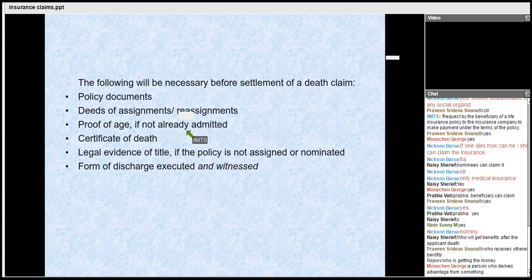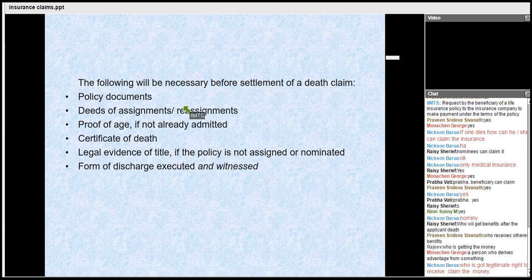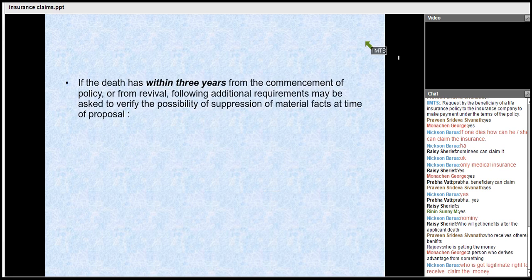And if the insured dies after the date when the survival benefit was due, but before it is settled, the survival benefit will not be paid to the nominee. Only the death claim will be paid to the nominee. Fine? You won't get the survival benefit if he is dead. You just get the death claim. Legal evidence of the policy being assigned or nominated, discharge form executed and witnessed. Fine? What is death claim?